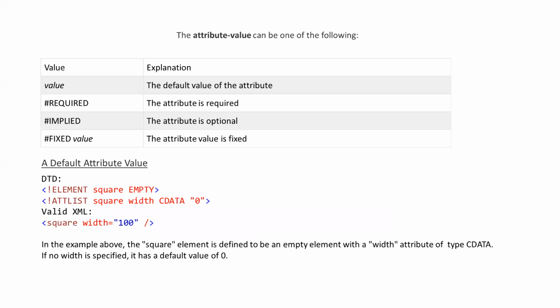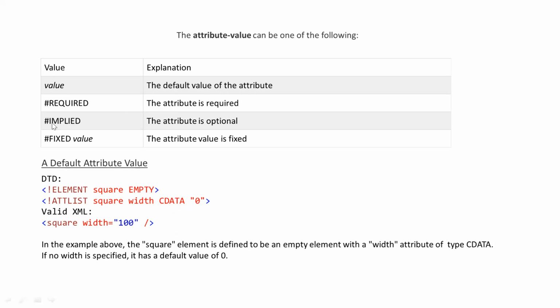And the attribute values, you can specify some value. For example, here I have taken 0 as the value, maybe 100, something like this. You can take some default value. And you can also mention that it is required. When you put #REQUIRED, when you declare the attribute list for square with character data, and you put #REQUIRED, it means it is mandatory to give the width of the square. You cannot leave that particular attribute.